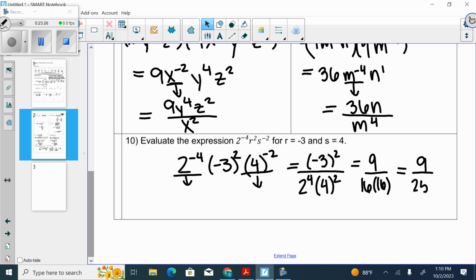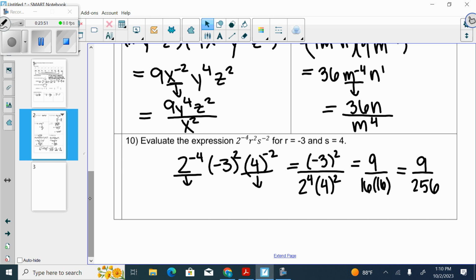256. Wouldn't 4 to the power of 4 be 1.8? 4 to the power of 4, where do we have that? I was just asking. 4 to the power of 4, so that's 4, and 4 is 16, times 4 is 64, and 64 times 4. No.